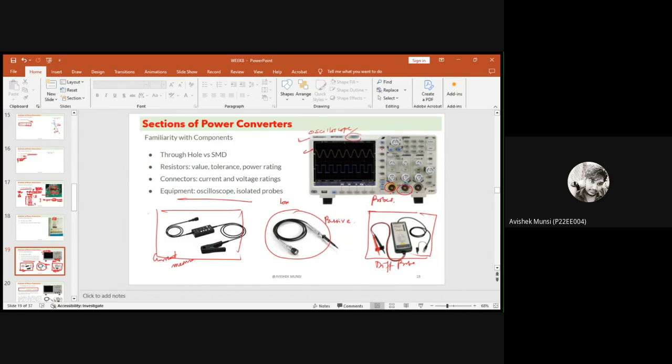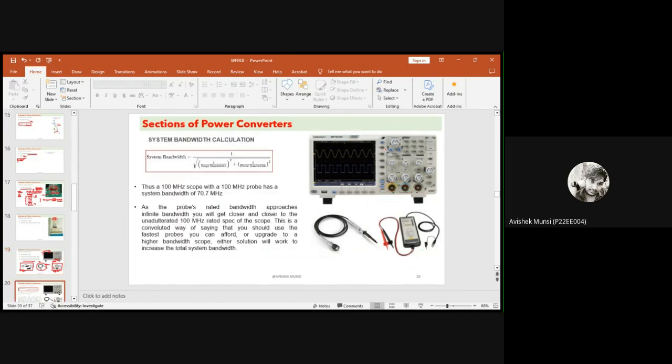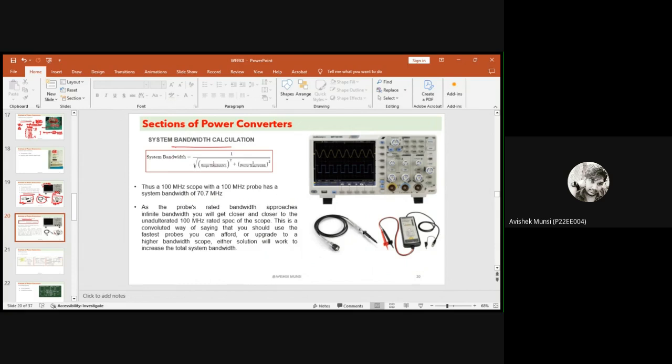The oscilloscope has a dedicated frequency. So how to check the system bandwidth calculation? This is the basic formula for calculating the system bandwidth, that is, how much bandwidth it will offer. That is 1 over the square root of (1 over scope bandwidth squared plus 1 over probe bandwidth squared). So if you have a 100 megahertz scope and a 100 megahertz probe, you will get only 70.7 megahertz of system bandwidth, not 100 megahertz.